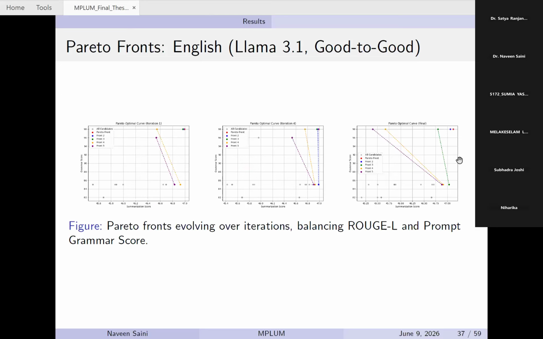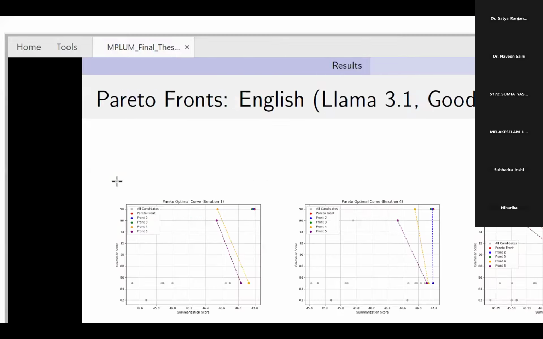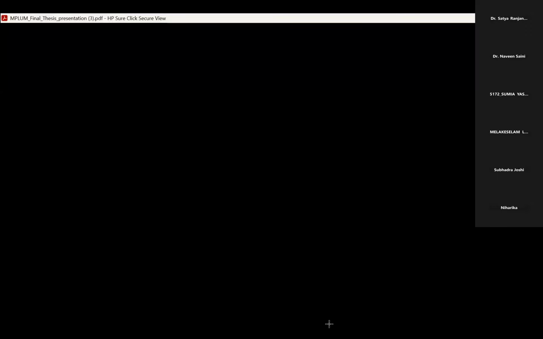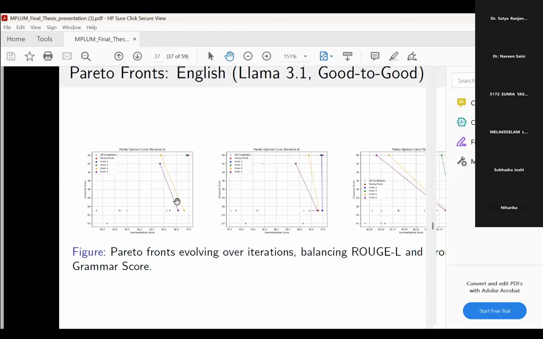Is it visible like this? Should I make it big? No, it's visible, but the caption is not. Okay, let me do this.